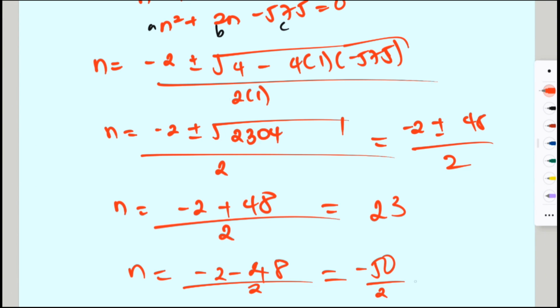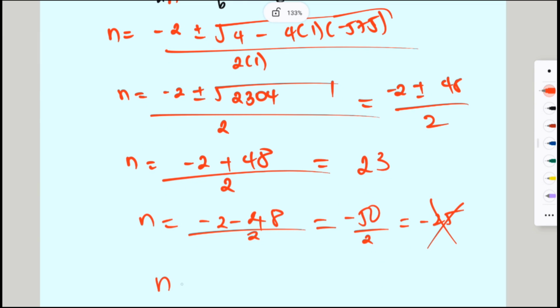There's no way we can have negative terms, so this one does not work. So the sum of the first 23 terms should give us that value.